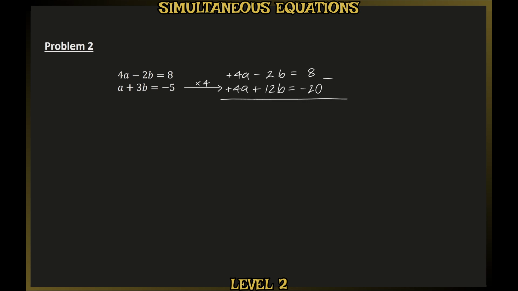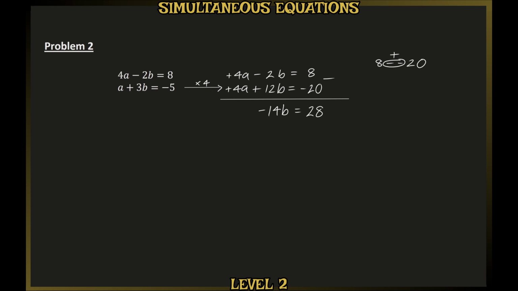And this means that we need to subtract everything in this equation. So starting with the a's, 4a minus 4a is 0. Then moving on to the b's, minus 2b minus 12b gives us minus 14b. And on the right, we have to be really careful because we've got 8 minus minus 20. We need to spot that these two minuses actually make a plus. So this becomes 8 plus 20, which is 28.